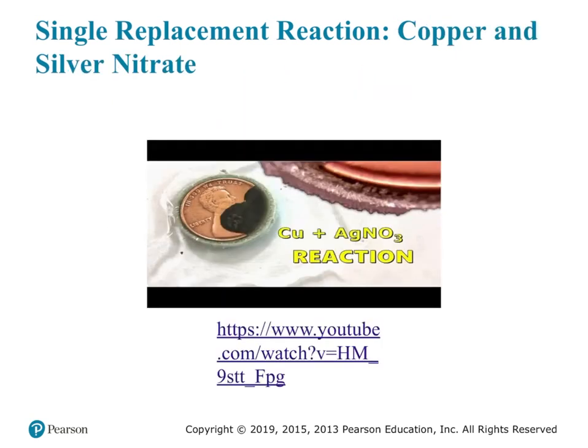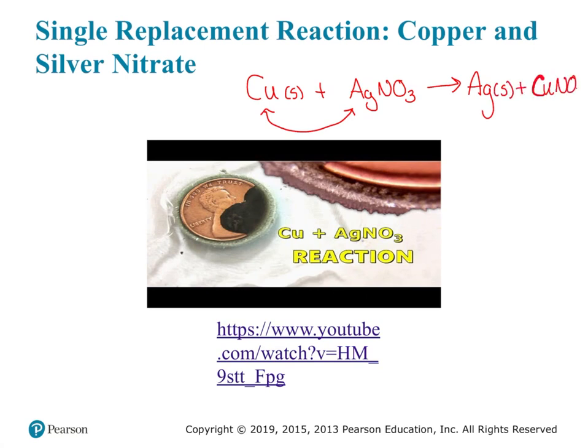All right, so let's look at another example of a single replacement reaction. So in this reaction, copper is going to react with something called silver nitrate, AgNO3. And copper is going to switch places with silver. So we end up with pure silver at the end and copper nitrate. Okay, so let's watch this video.